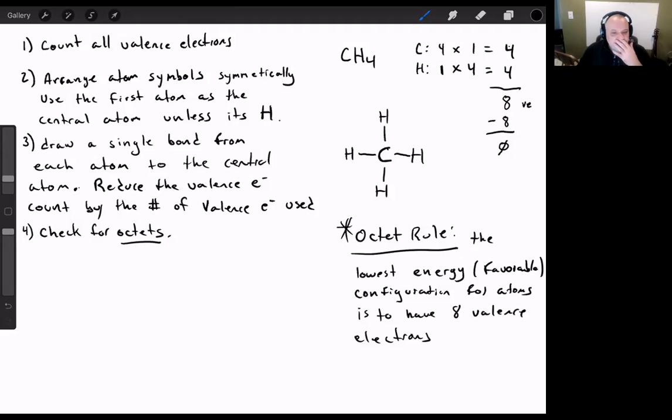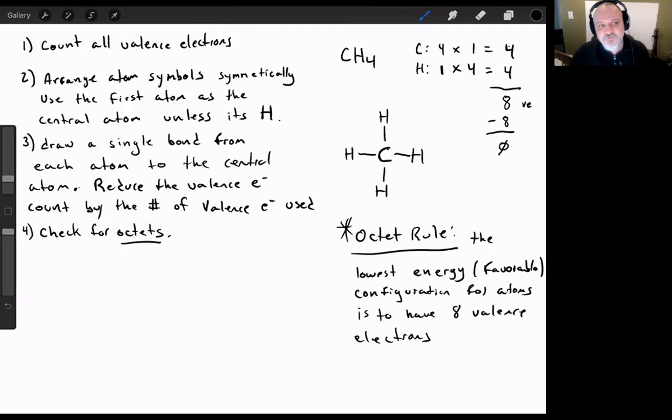Okay, so we want to check for octets because the idea is that every atom really is trying to get to this lowest energy state. That means it's favorable. And in order to be in this lowest energy state, you have to have 8 electrons. This is the octet rule. And the reason I put a big asterisk on there is that it's not really a rule in the sense that it's hard and fast and it's unbreakable.